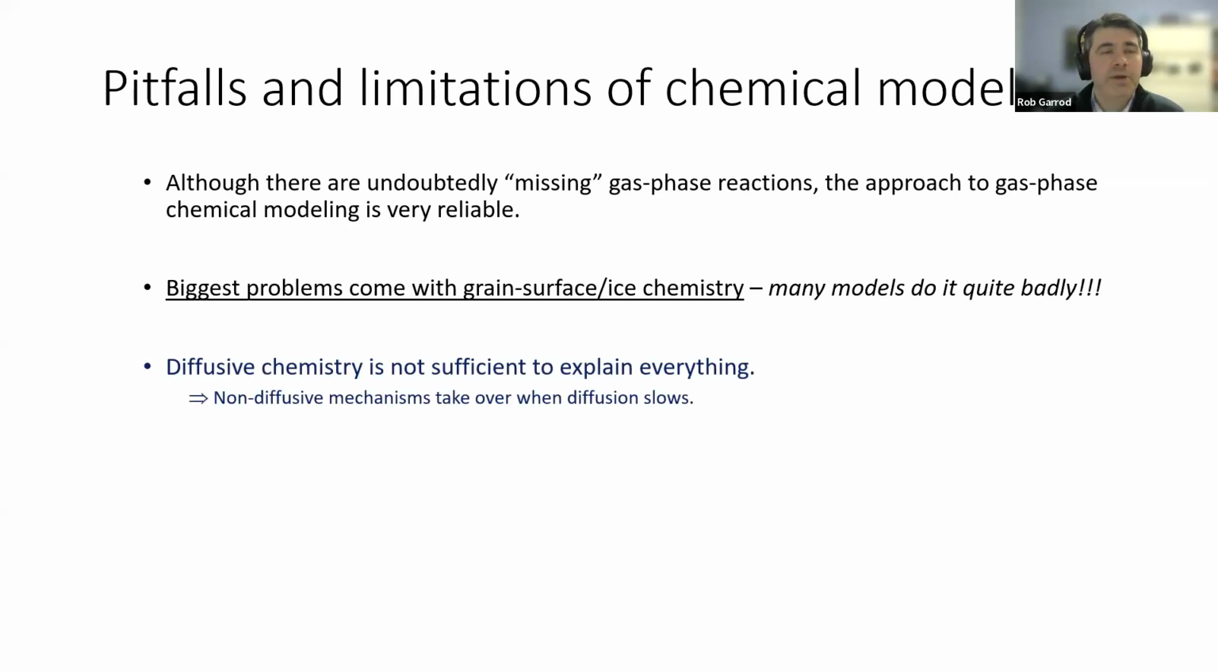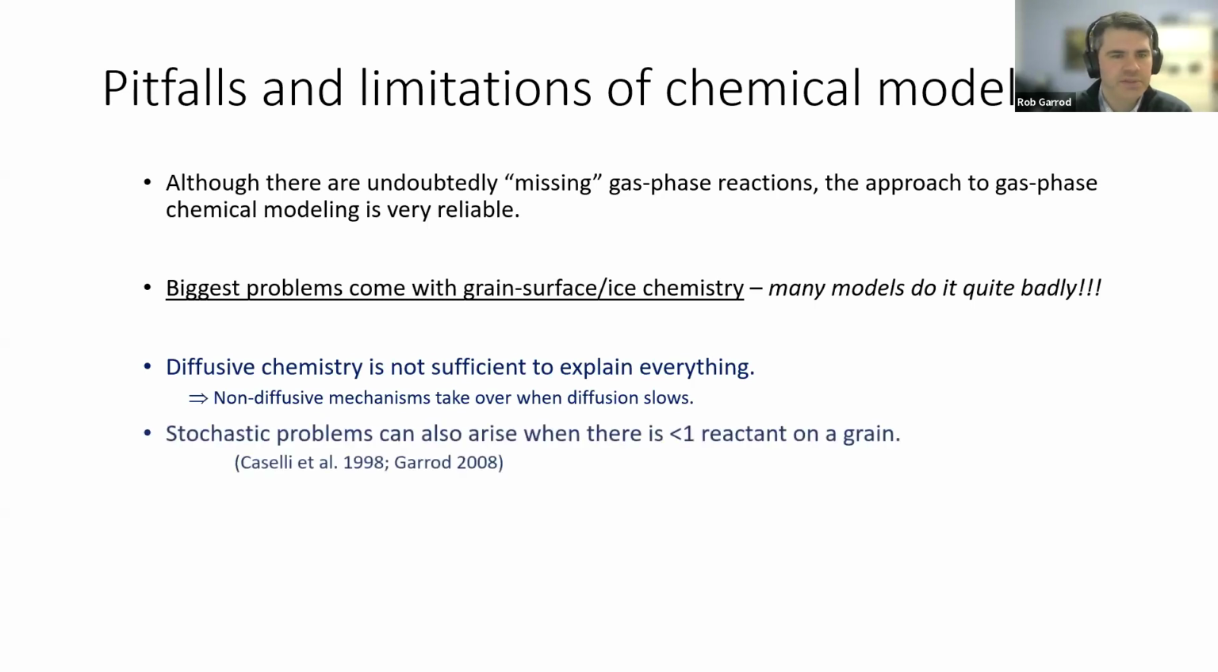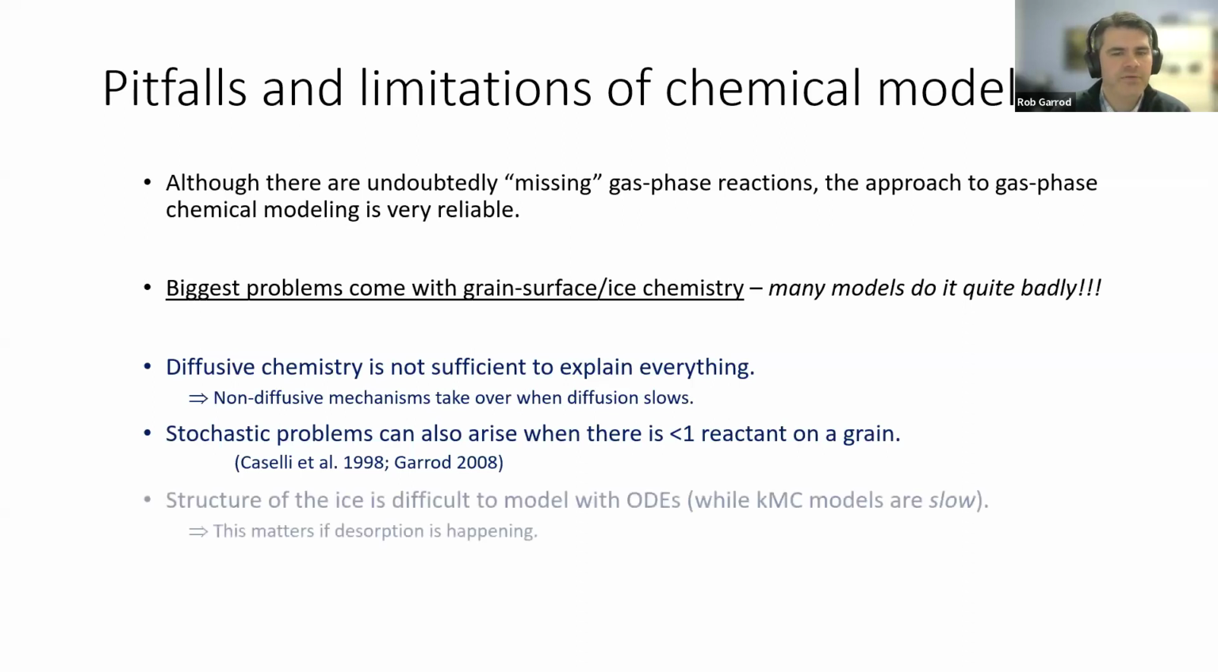But you get people who do mainly gas phase chemistry and have a model that has only a very crude grain surface chemistry involved. You have to pay attention to what the models are doing. Okay, it does seem that this diffusive chemistry doesn't explain everything. Non-diffusive mechanisms are starting to become important. I didn't talk about this, but there are other issues, stochastic problems that can be solved with Monte Carlo models, but you have to be careful of with rate-based models. And that structure of the ice is difficult to model with differential equations.